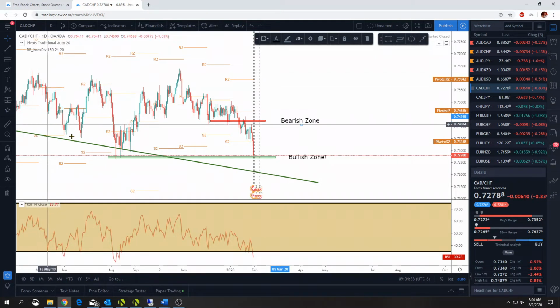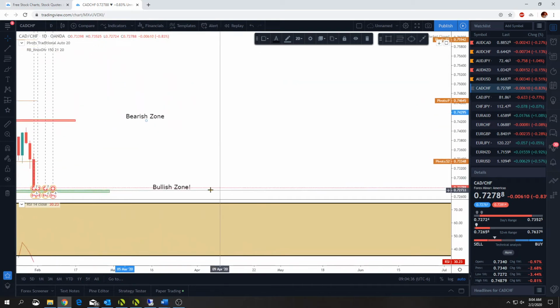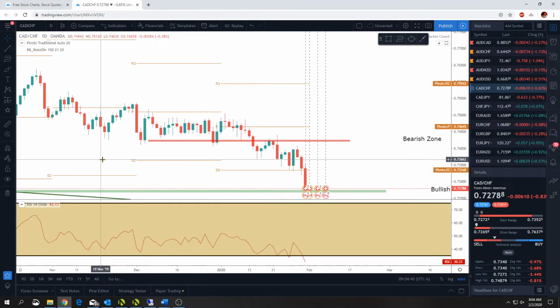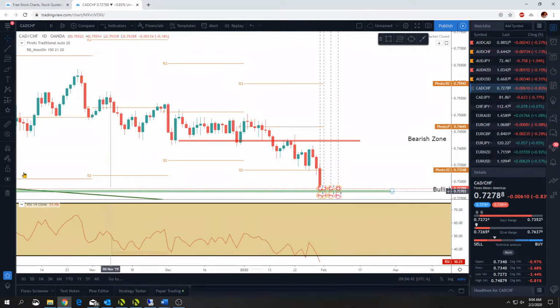Need to see some strength in the Canadian dollar. We definitely have some fundamentals coming out this week on both pairs. Swiss franc is just killing it last week. So this one, I'm going to put an alert right here at 72720.